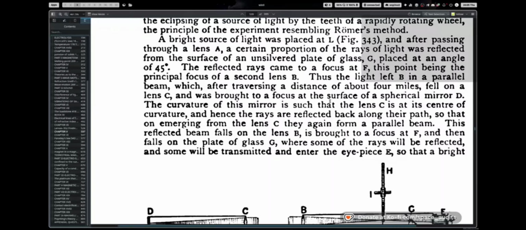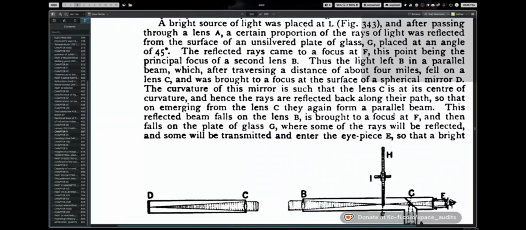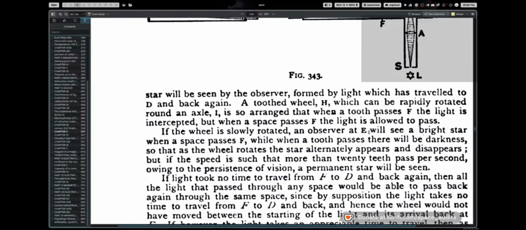The curvature of the mirror is such that the lens C is at the center of its curvature, and hence the rays are reflected back along the path, so that on emerging from the lens C again, they form a parallel beam. This reflected beam then falls on lens B, which brings it to a focus at F, and then it falls on the plate glass G, where some of the ray will be reflected and some of it will be transmitted to the eyepiece at E, so that a bright star will be seen by an observer, formed by the light that traveled to D and back. Oh, and here we go.